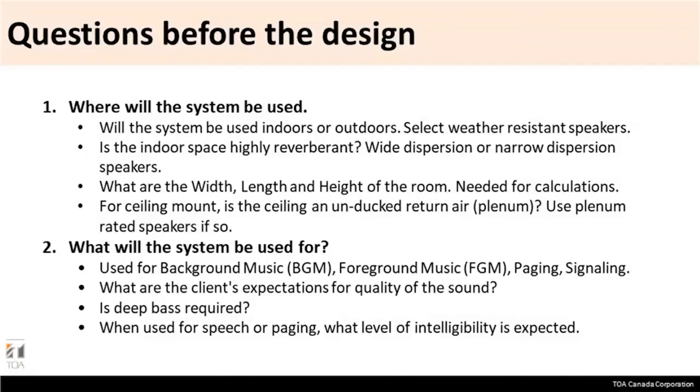And again, when used for speech or paging, what level of intelligibility is expected, right? Basically, intelligibility means that if a person is standing anywhere in the premises, he or she should be able to hear the announcement very clearly. I would refer back to the example that I gave a couple of minutes ago in a 250 square foot environment. You have four speakers in the corner, and the person standing right below the speaker will obviously be able to hear very clearly and understand the announcement. But what about the person in the middle of the room, who is far away from the speaker at the corner? So you have to make sure your speaker placements are right, so that a person anywhere in the premises is able to hear the announcement very, very clearly.